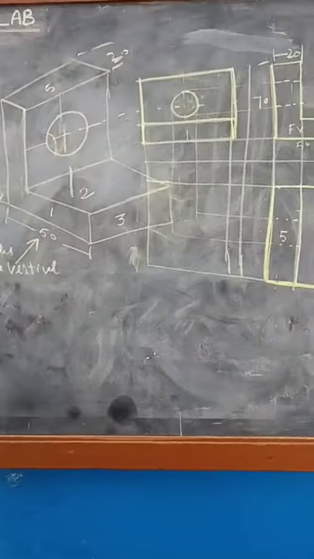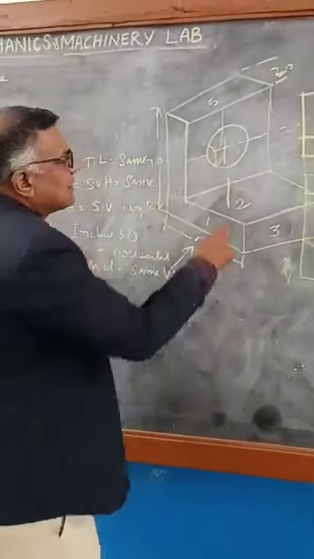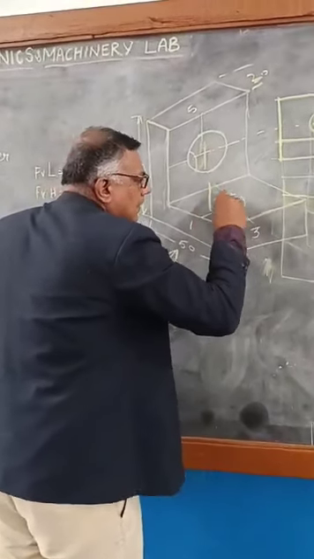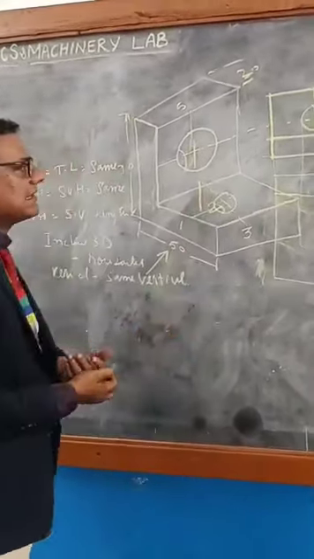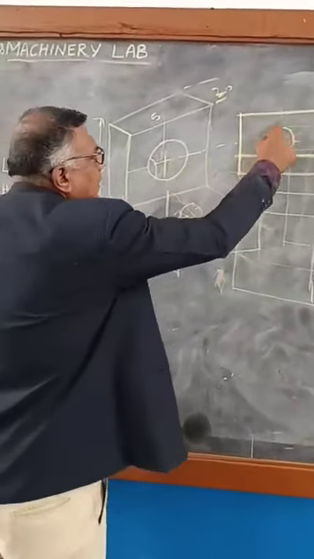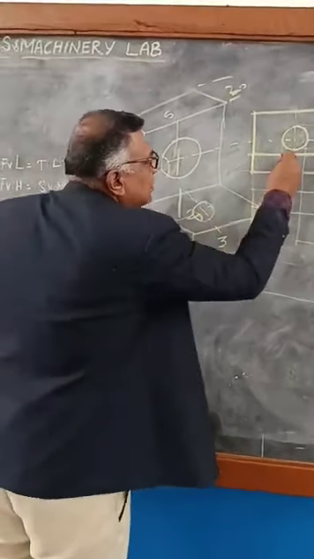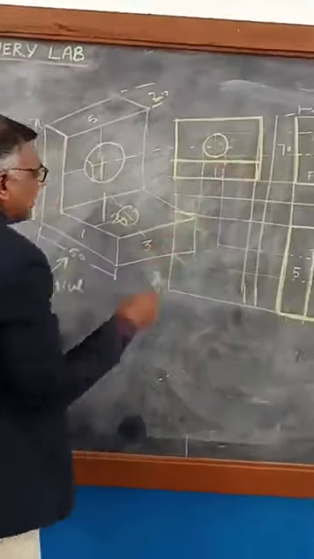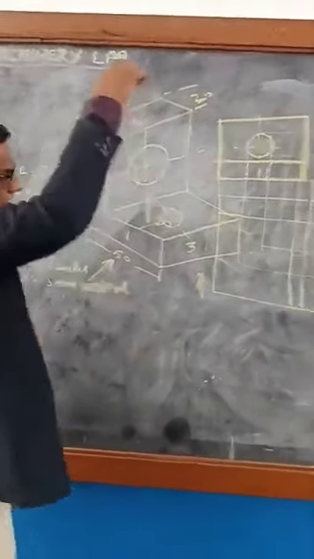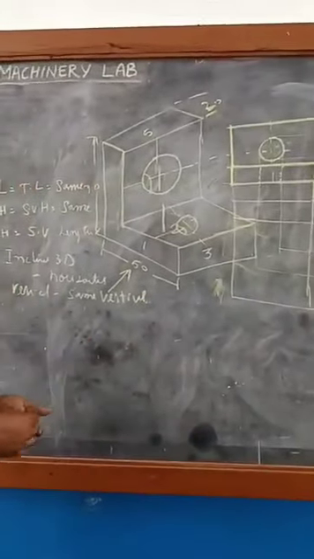Suppose the circle is here. If the circle is on that side, what will happen? When you are viewing from this side, actually the circle is here, I made it here. Similarly here also there is one circle, so I will make it a dotted line. When you are viewing from this side also, there should be a dotted line. Only when you are viewing from the top view will you see a circle, right?